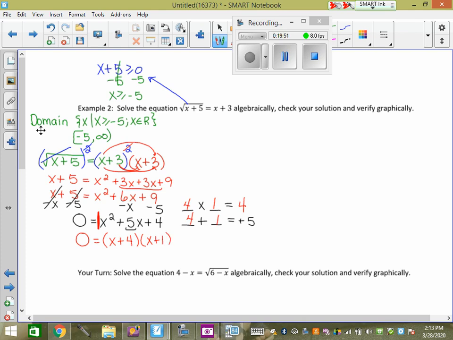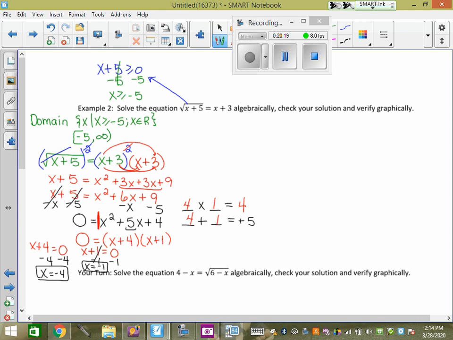Then my next step is to set each of them equal to 0. So I'm going to go x plus 4 equals 0, x plus 1 equals 0. Then solve for x. Subtract 4, subtract 1. x equals negative 4, x equals negative 1. Two solutions, box them, move on.